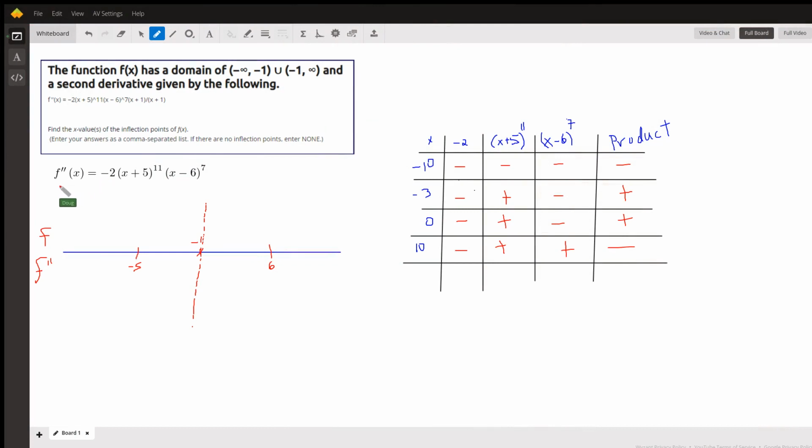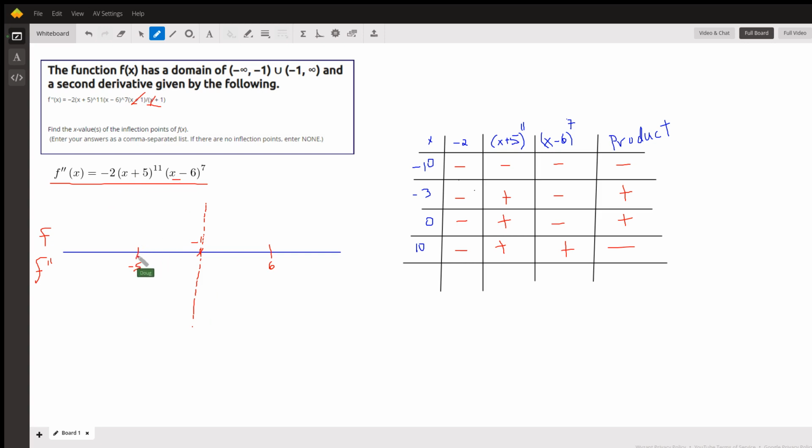Okay, you've got the second derivative defined by this rule. There was an x plus 1 in the denominator and x plus 1 in the numerator. They just cancel out. There's either a hole there or a vertical asymptote for the original function. So the second derivative equals 0 when x is -5 or when x is 6.